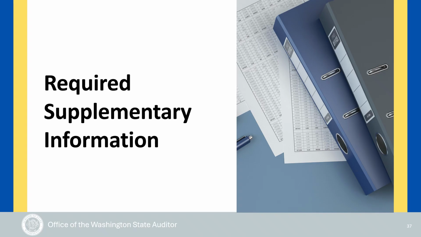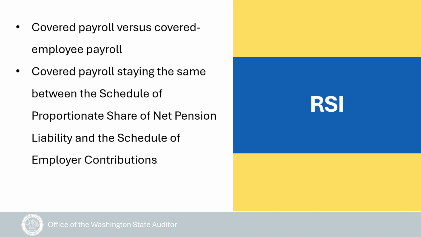Moving on to the required supplementary information, also known as the RSI. The most common RSI issues we are seeing have to do with the pension and OPEB disclosures. Items such as covered payroll versus covered employee payroll, and covered payroll staying the same between the schedule of proportionate share of net pension liability and the schedule of employer contributions when the measurement date and fiscal year end date are different.